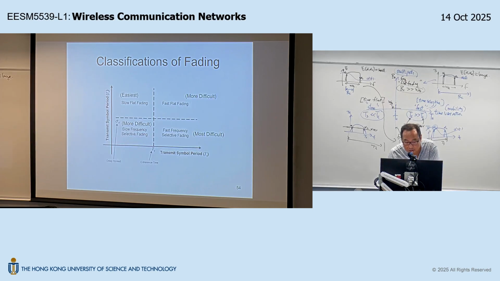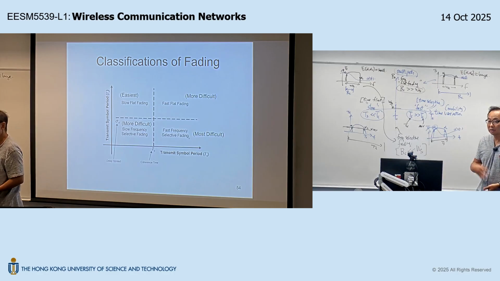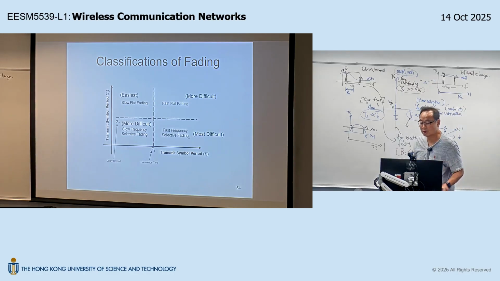And then this one, slow frequency selective fading, again 2 stars of trouble. And this one, fast frequency selective fading, gives you 3 stars of trouble. This is the most difficult case. I will explain what we mean by 1 star, 2 stars later on. But this is just to give you an idea.